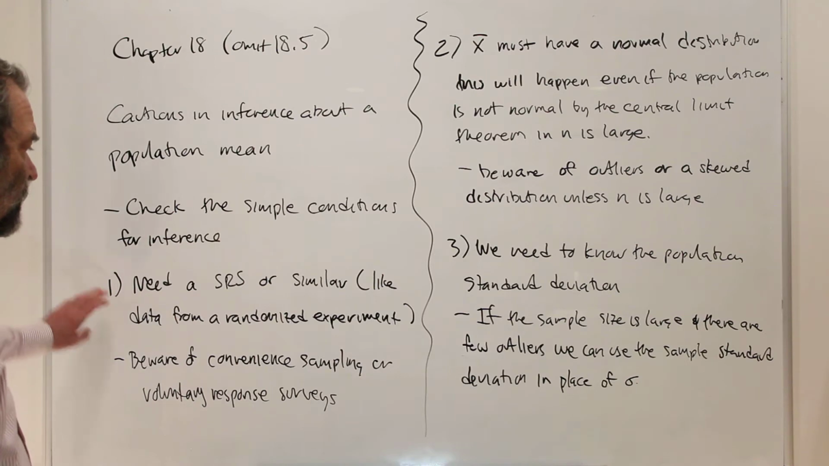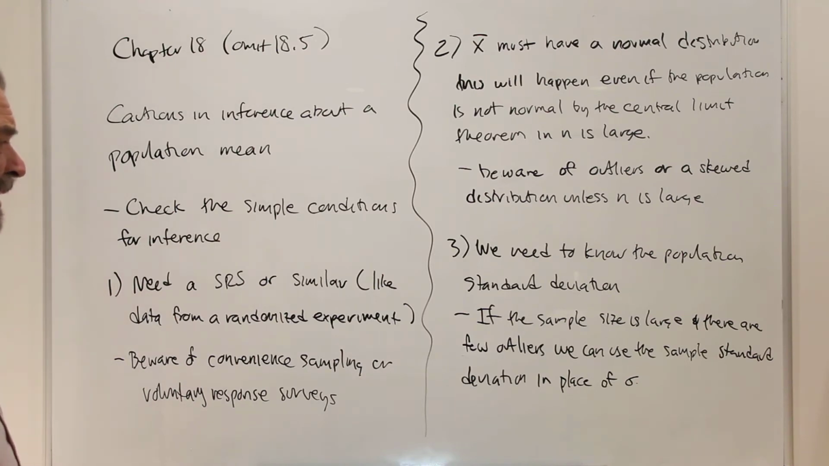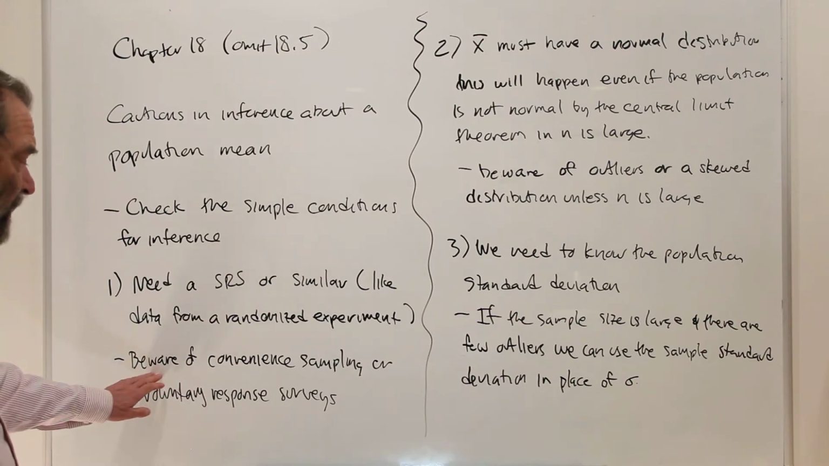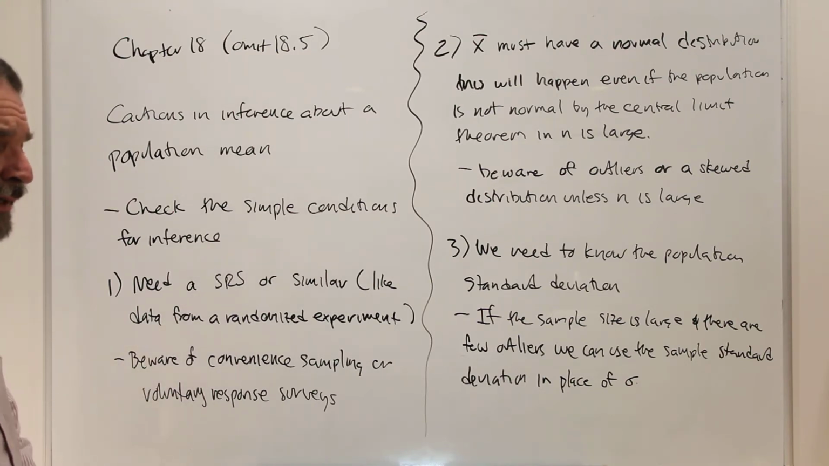The first one is we need a simple random sample or some similar sampling situation, like data from a randomized comparative experiment. We need to make sure that the data we collected represents the population. Beware of convenience sampling or voluntary response surveys because they cause bias in the data that you collect, and they're not anything like simple random sampling.